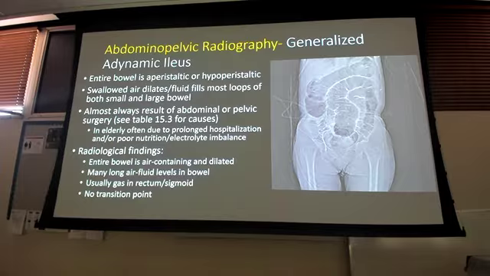So where else? What was here? Elderly due to prolonged hospitalization. We'll talk about the most common reasons for ileus and obstruction here in just a second. Biggest thing too, no transition point. At what point do I have a bunch of air and then all of a sudden none? I don't really have anything.